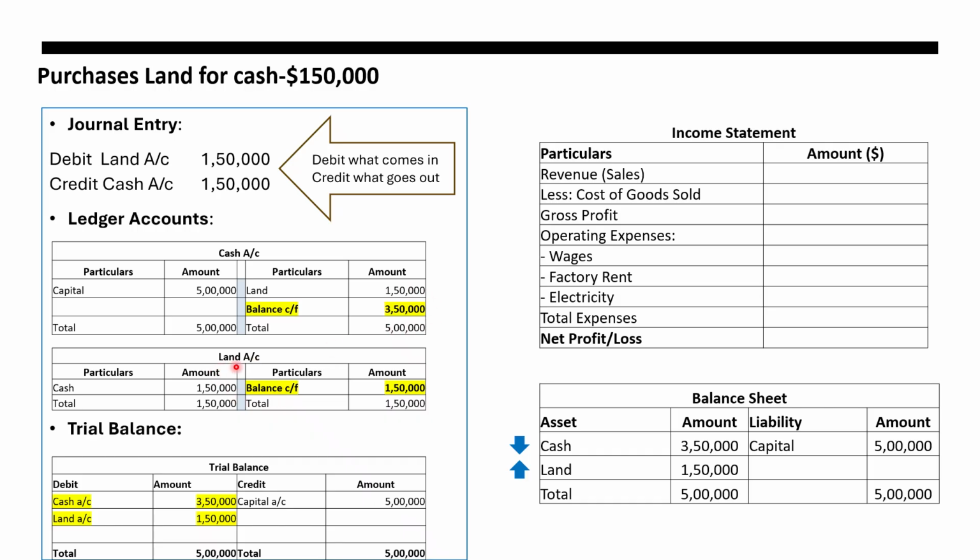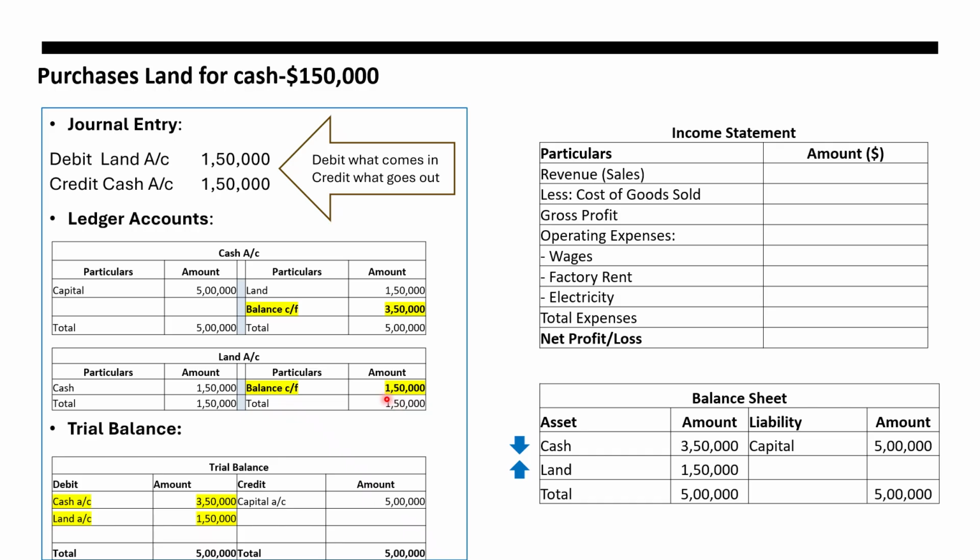In the ledger account for land, this is the first transaction and we're going to debit the account with 1,50,000, which is cash payment, and the debit side is greater than the credit side. So again, this account has a debit balance of 1,50,000.